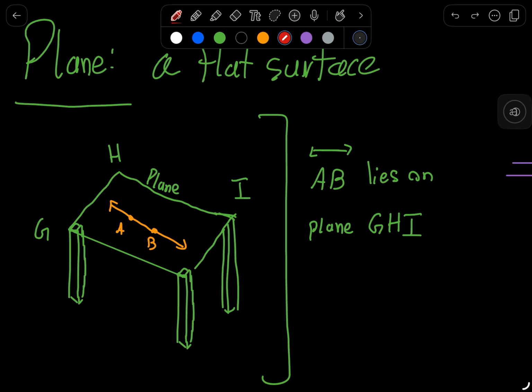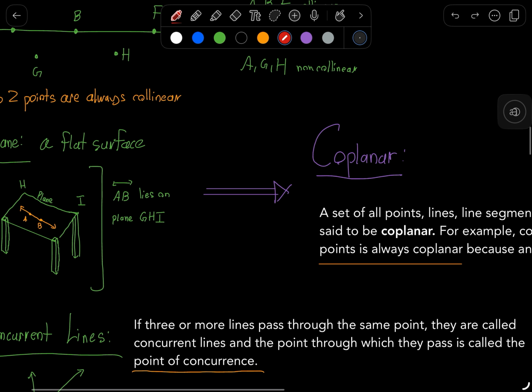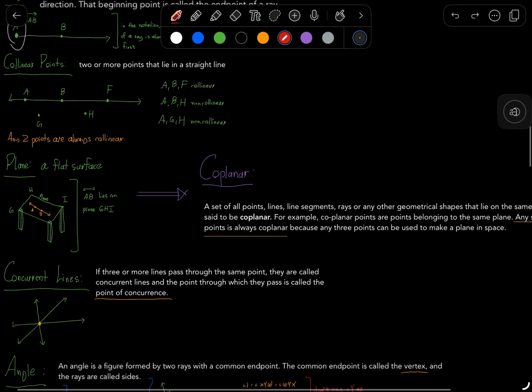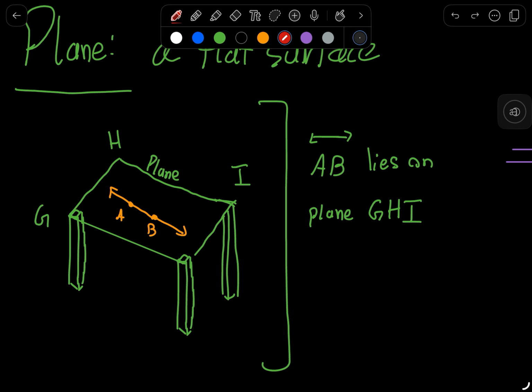Again, good knowledge to have, not necessarily something that you have to know, but another term, right? Coplanar. It's similar to collinear. Coplanar just means that two figures lie on the same plane, right? Remember, collinear was that two points lie on the same line. Coplanar means that two figures lie on the same plane.